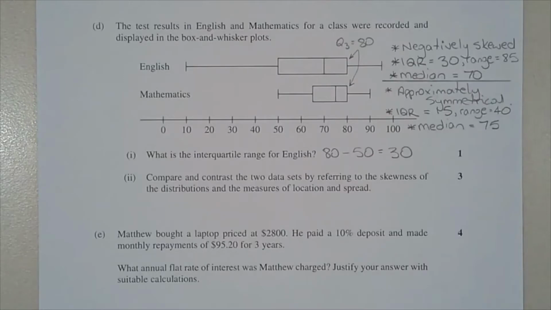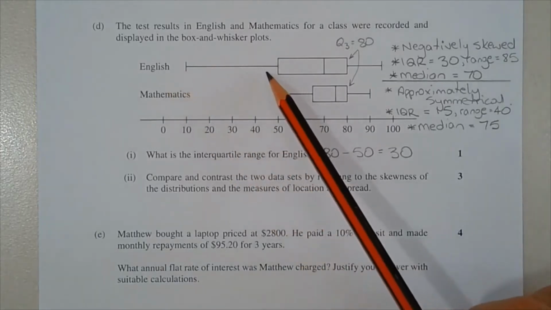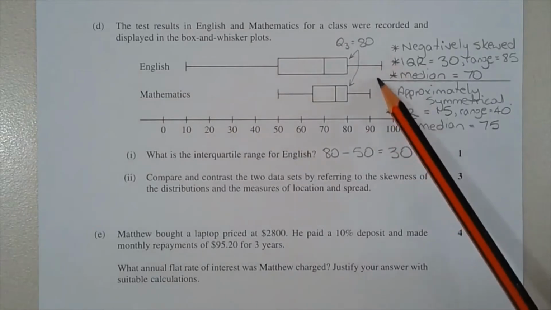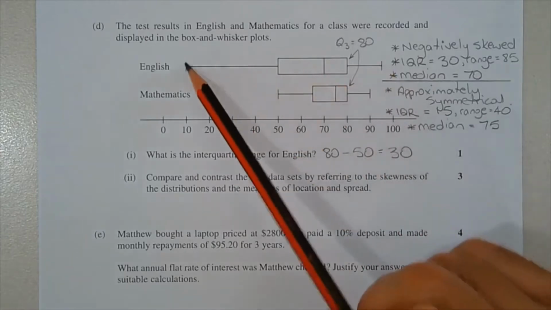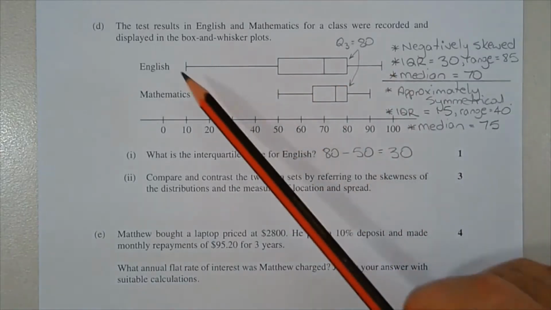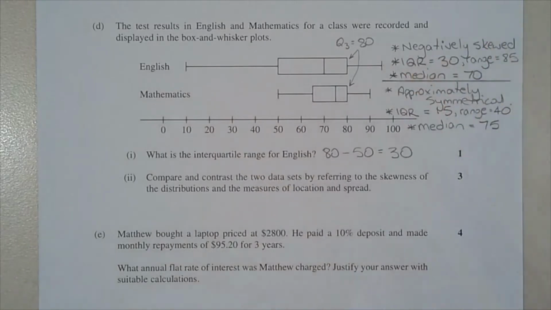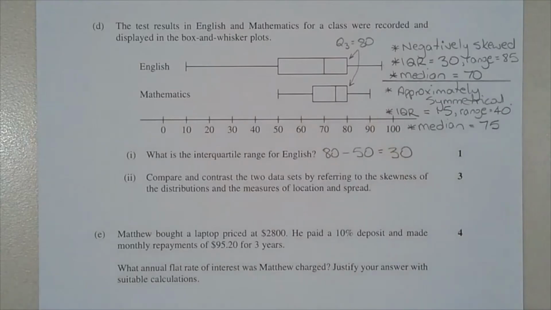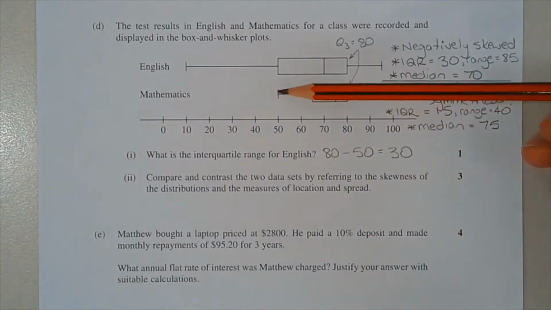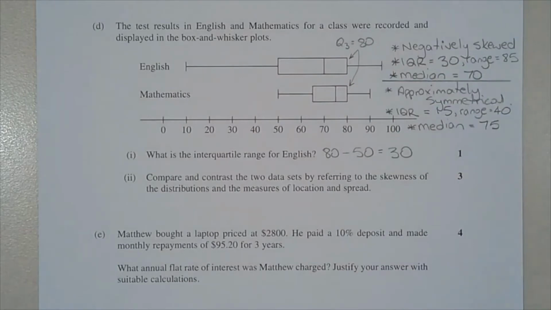Part 2. Compare and contrast the 2 data sets by referring to the skewness of the distributions and the measures of location and spread. Let's consider skewness. For English, the lower tail is much longer than the upper tail, and the median is much closer to the maximum score than it is to the minimum score. So we can conclude that the scores for English are negatively skewed, whereas with mathematics, the length of the 2 tails are approximately equal, and the median is roughly halfway between the minimum score and the maximum score. So we can conclude that English is negatively skewed in comparison with mathematics, which is approximately symmetrical.